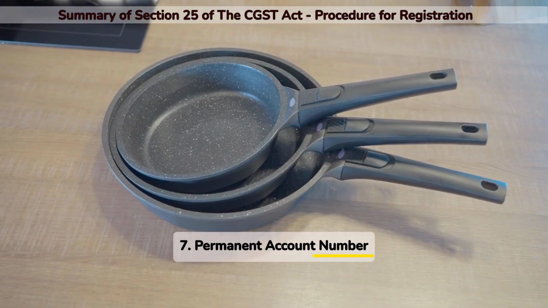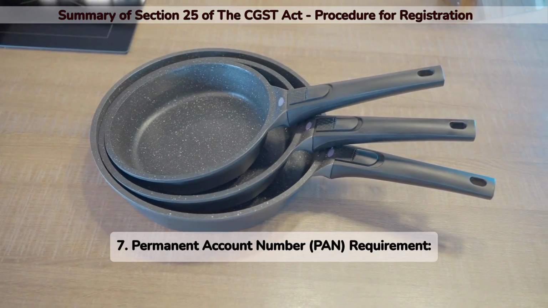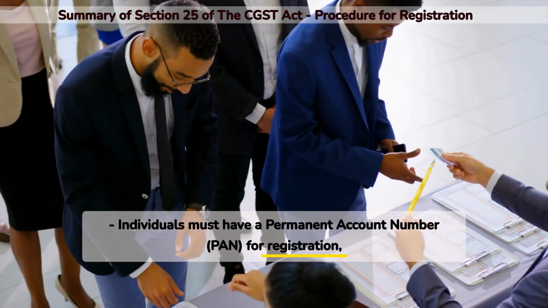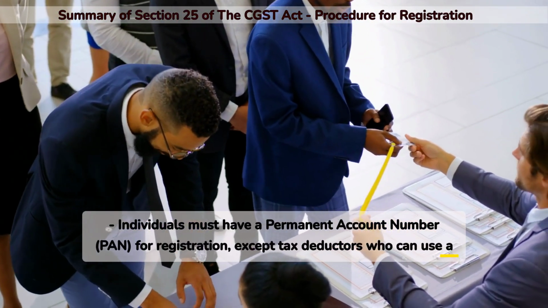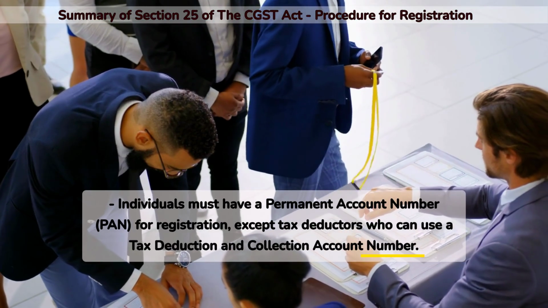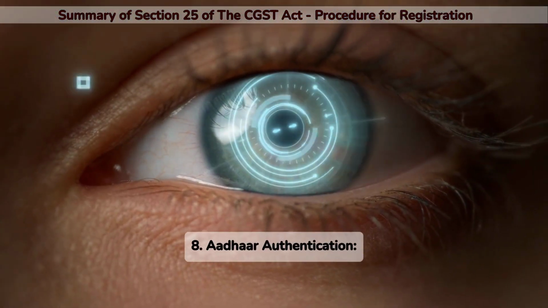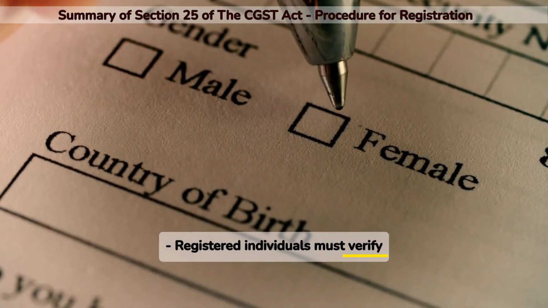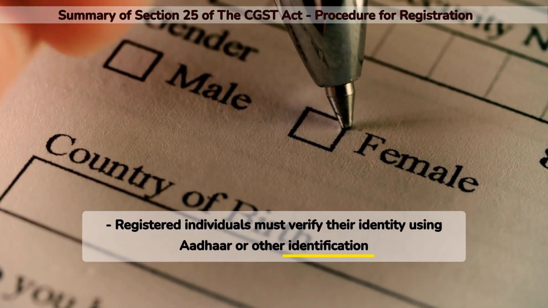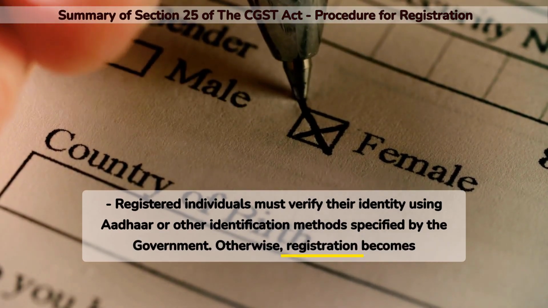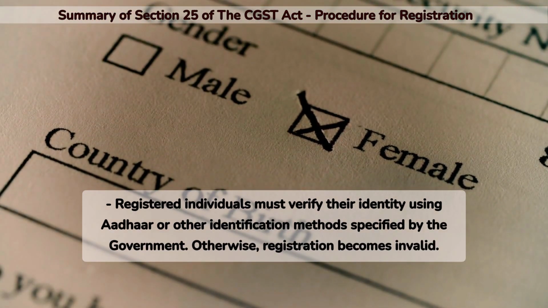7. Permanent account number, PAN, requirement. Individuals must have a permanent account number, PAN, for registration, except tax deductors who can use a tax deduction and collection account number. 8. Aadhaar authentication. Registered individuals must verify their identity using Aadhaar or other identification methods specified by the government. Otherwise, registration becomes invalid.